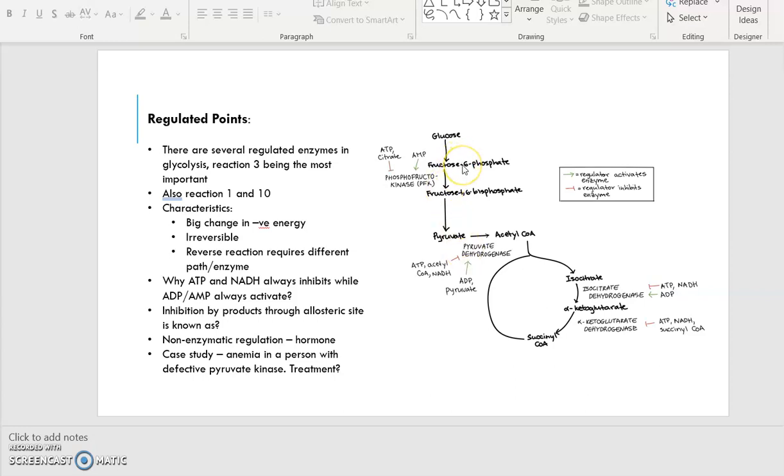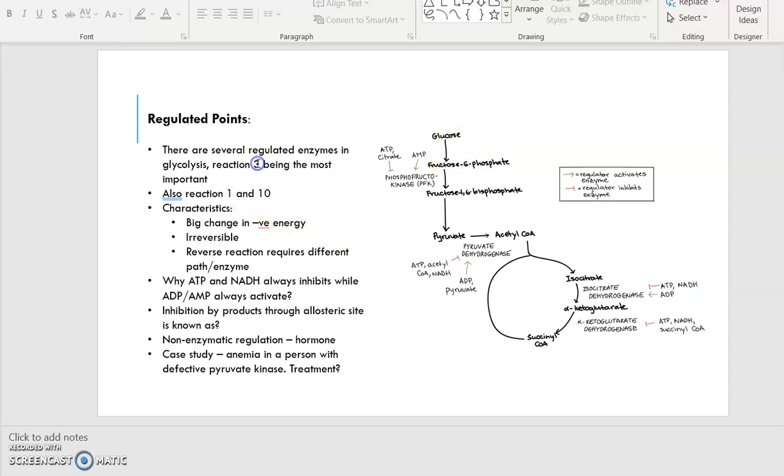Other inhibitors can be the product of the reaction. For example, glucose to glucose 6-phosphate. The product is glucose 6-phosphate, right? This glucose 6-phosphate can go back to hexokinase here and inhibit the reaction, because it tells you that the cell is already full of glucose 6-phosphate. So you don't have to break down the glucose anymore. It can inhibit its own enzyme. This reaction we call feedback inhibition.